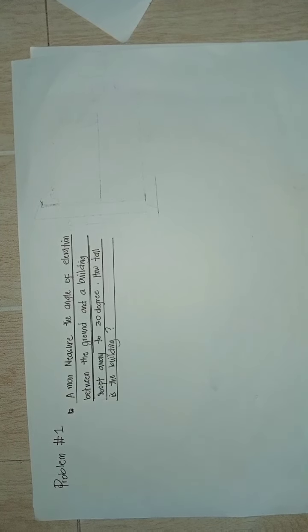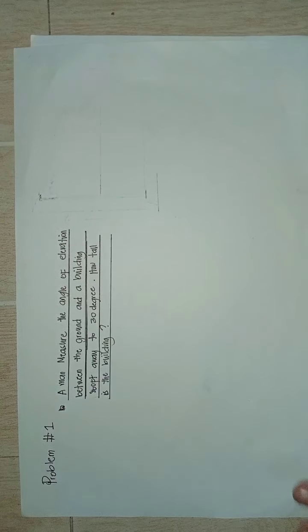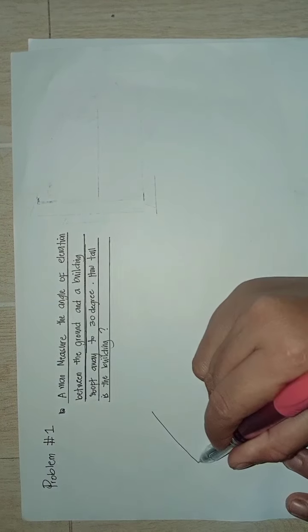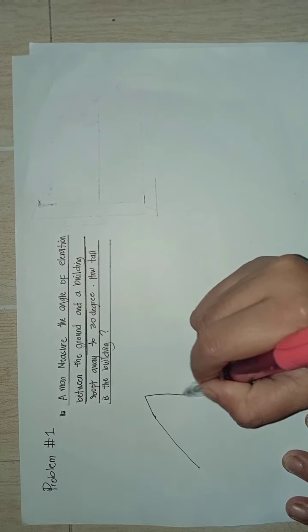So we have problem number 1. A man measures the angle of elevation between the ground and a building 800 feet away to be 30 degrees. How tall is the building? To find the height of the building, let's draw.